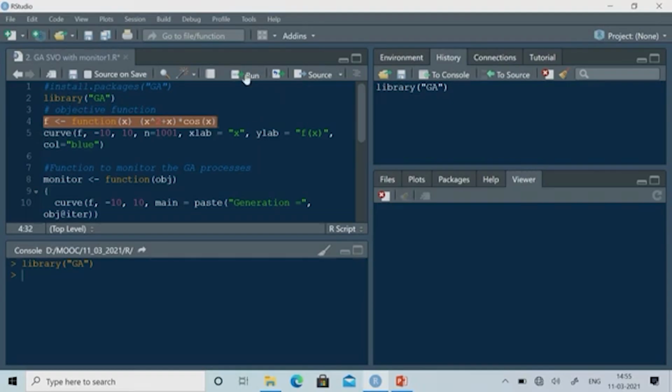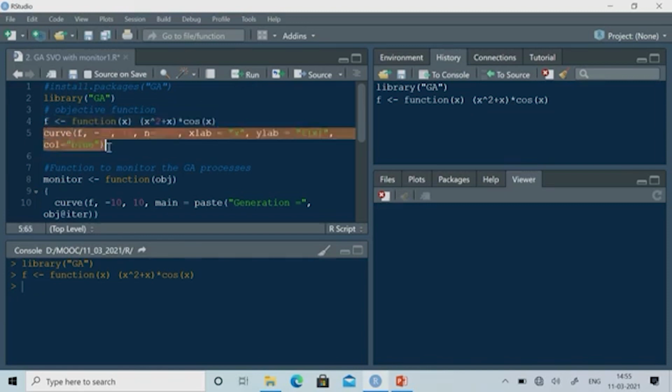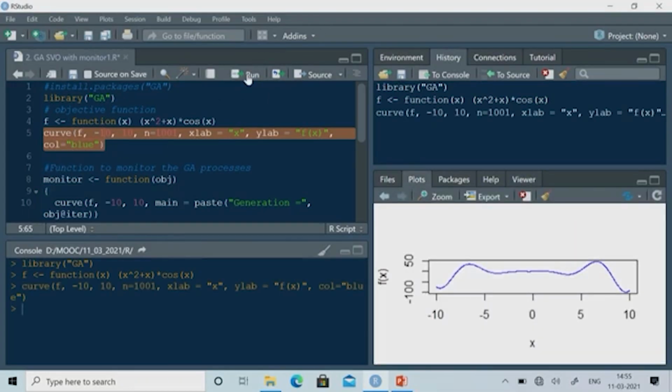So, this is the function I have written already, and then I have to execute this particular line to draw the curve. So, I am just drawing this curve, using the curve function. Again, x is between -10 and +10, and then I am putting the x label and y label, and I am giving the color blue. So, I am getting this particular function.